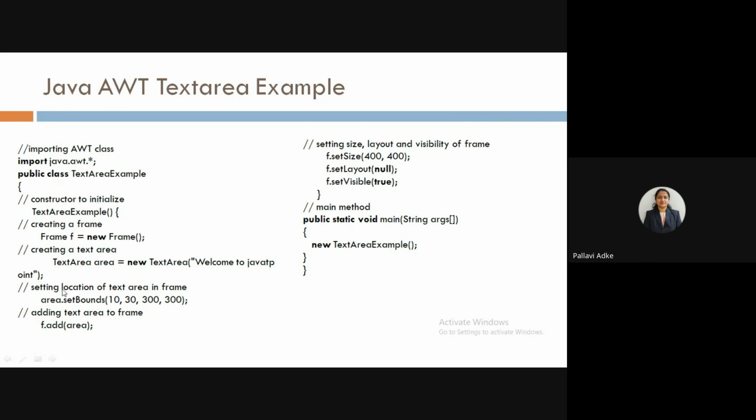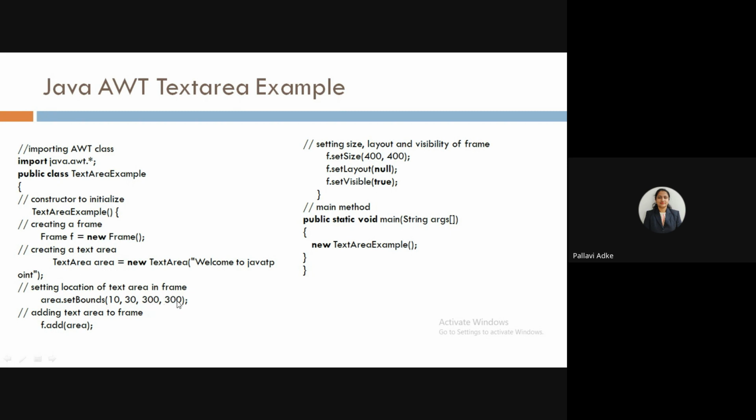Okay, then setting the location of the text area in the frame. Where do you want to put that text area in your frame? So I can set the bounds for that. Whatever object you have created, the text area object name you are supposed to consider over here: area.setBounds(10, 30, 300, 300). So 10 pixels from the left side, 30 pixels from the top, and the size of that text area will be 300 by 300.